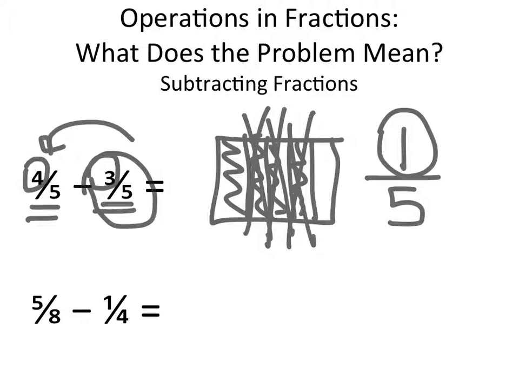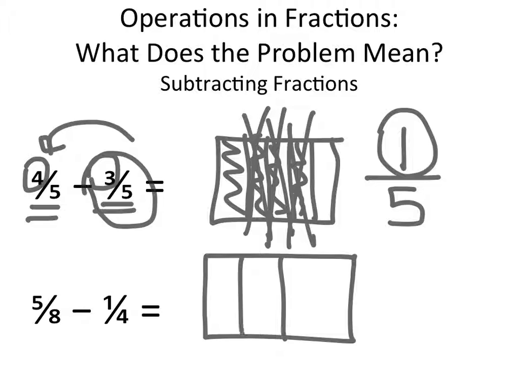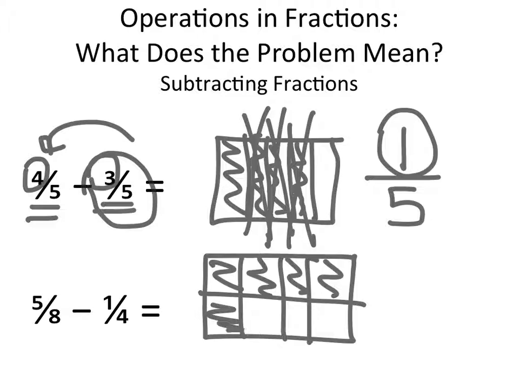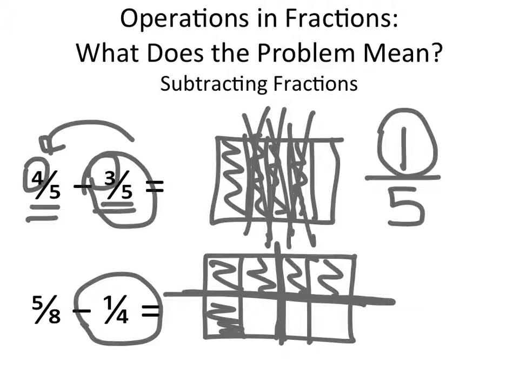We can also have students subtract even if the names of the pieces are different. So for example, if I have 5/8, 1, 2, 3, 4, 5, and I take away from my 5/8 1/4, I need to be able to picture what 1/4 of my whole would look like. So if I look at my whole and I just look at the lines that would help me to define 1/4, there's a fourth, there's a fourth, there's a fourth, and there's a fourth.